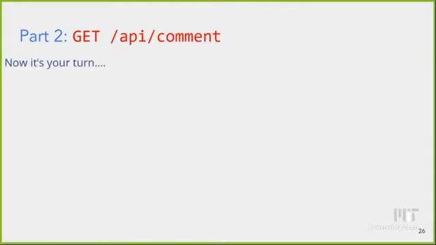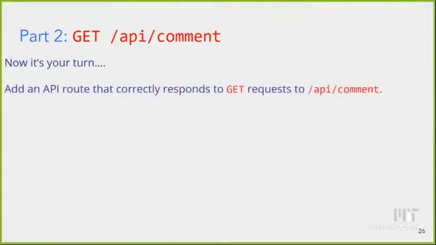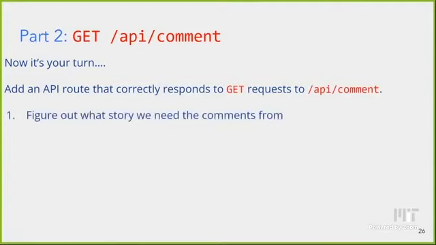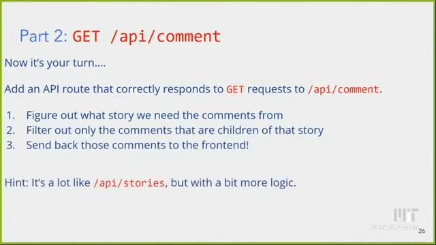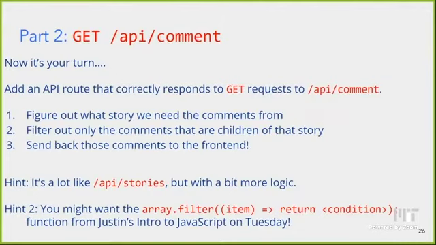So now it's your turn. I'm going to give a minute or two to allow you to make an endpoint. You can pretty much just copy and paste the endpoint I just typed up. I'll throw it on the screen here in just a second. But you can pretty much copy and paste the stories endpoint we just made and make like two or three lines worth of changes. One hint is that you can use the filter function I think we talked about first in the intro to JavaScript lecture. And with that, you should be able to make an endpoint that successfully grabs all of the comments and sends them back to the front end.